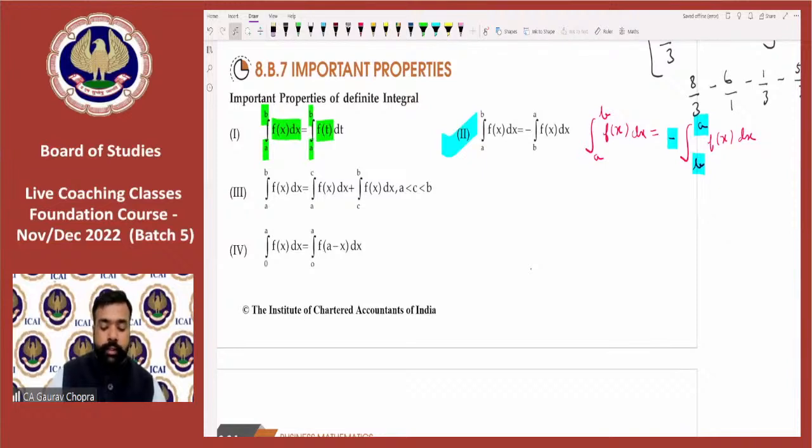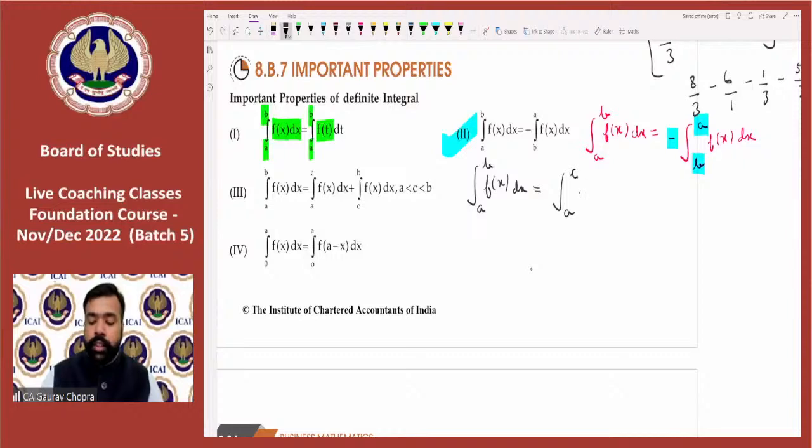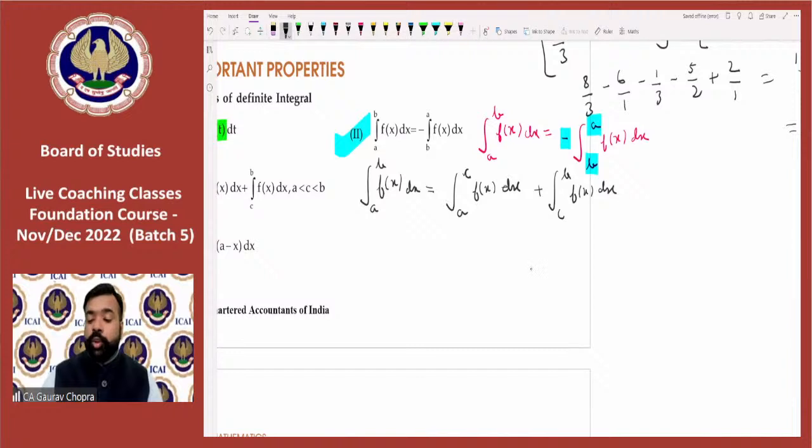Then property number 3. Property number 3 says we can split the limits. If there is any function from a to b, and we have a requirement, we can split this into 2 parts. That is, from a to c we can calculate, and then from c to b we can calculate, and get the result. But c should lie between a and b.